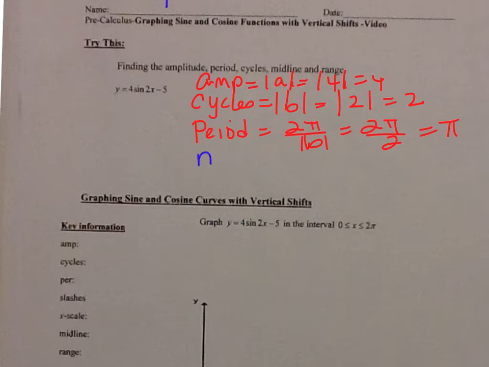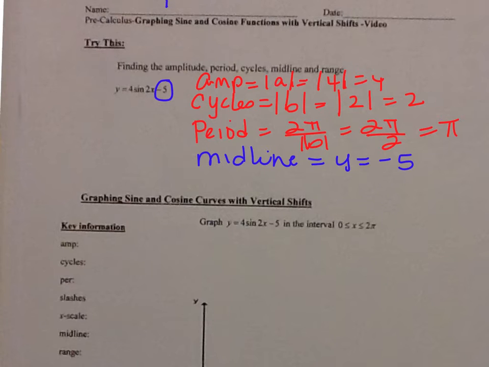Okay, your midline. That's the line that your graph goes up and down around. So far all we've been doing is going up and down around the x-axis. So my midline has been y is equal to 0. So in this case, my midline is y is equal to -5. So it's a shift down, which should make sense because I'm subtracting 5 from my y value. So that's a shift down of 5. It's a transformation.